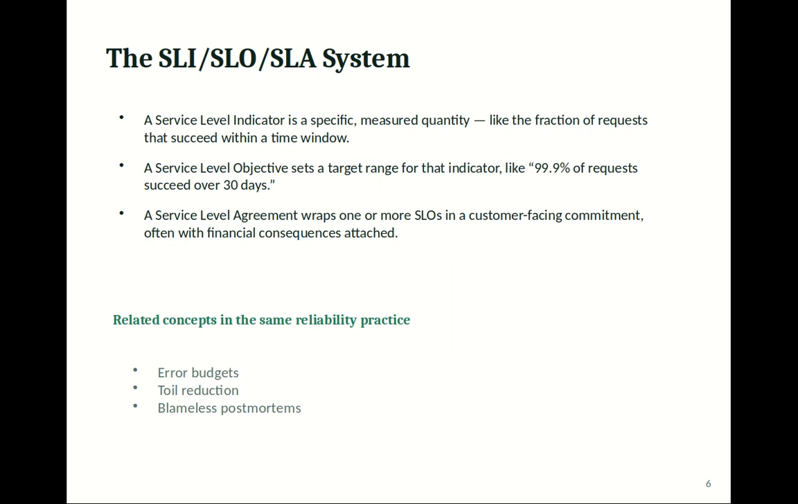The SLI, SLO, SLA system. A service level indicator is a specific measured quantity, like the fraction of requests that succeed within a time window. A service level objective sets a target range for that indicator, like 99.9% of requests succeed over 30 days. A service level agreement wraps one or more SLOs in a customer facing commitment, often with financial consequences attached. Related concepts in the same reliability practice: error budgets, toil reduction, blameless post-mortems.